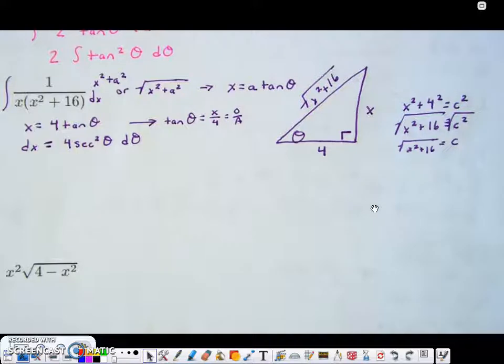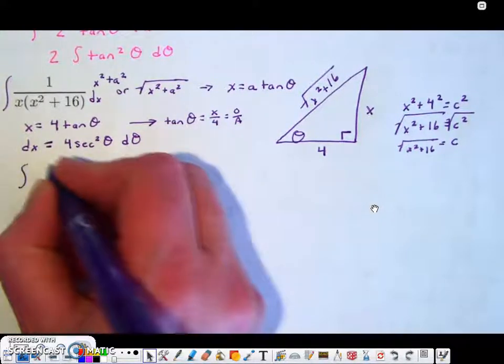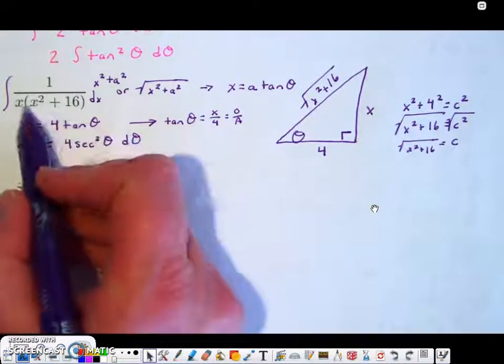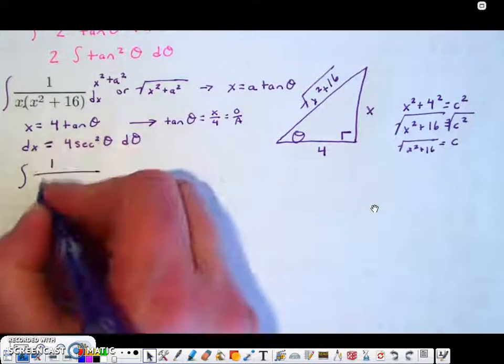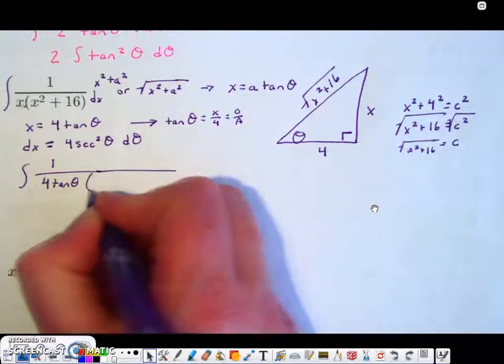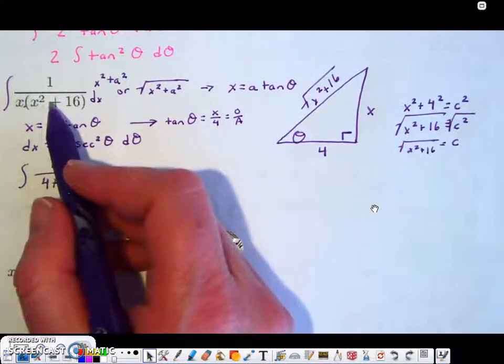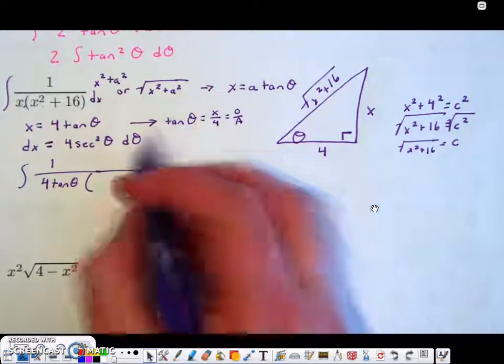Okay, so after you find your u substitution, you find dx, you draw your triangle, solve for the unknown side. Then you're ready to substitute in. Okay, so we're going to have the integral of 1 over, instead of the x, we're going to put 4 tan theta. Instead of this x, we're going to put 4 tan theta. So if it's 4 tan theta squared, square both parts, what would that give me?